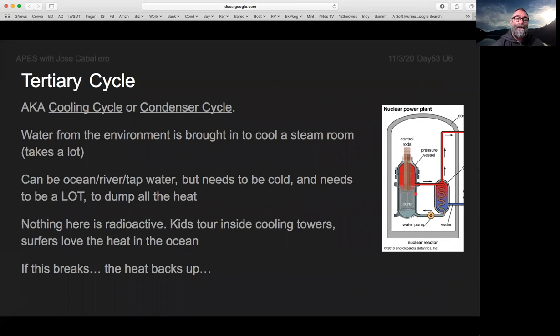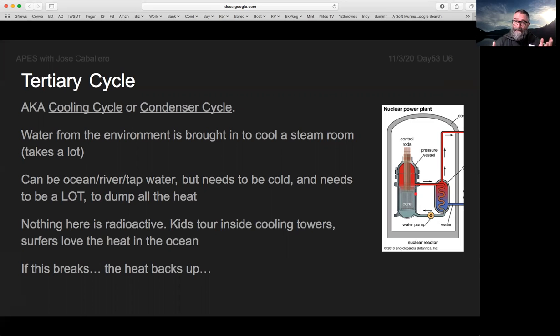That's the wrong picture, but that's called the cooling or condenser cycle. That's water from the environment to cool the steam room, to cool the sauna. You can imagine if you have a sauna that's really, really hot and it keeps being heated, then you're going to have to bring in a lot of aluminum cans of cold soda, right? So whether you get this from the ocean or the river or from the municipal supply of your city, it's got to be really cold and you got to have a lot to dump all the heat.